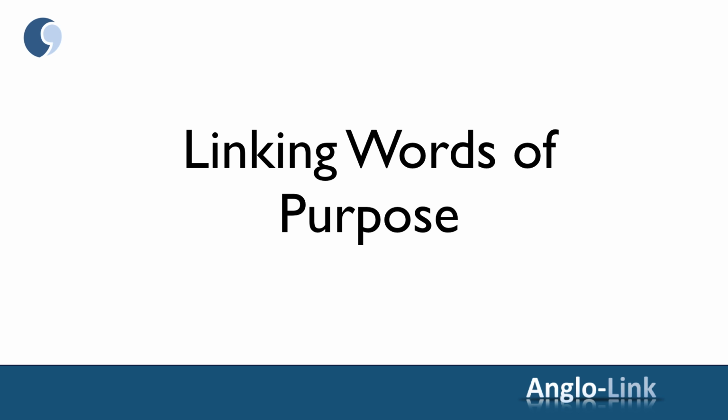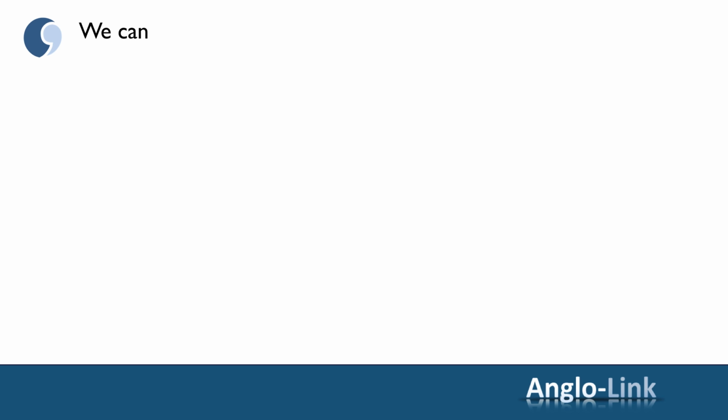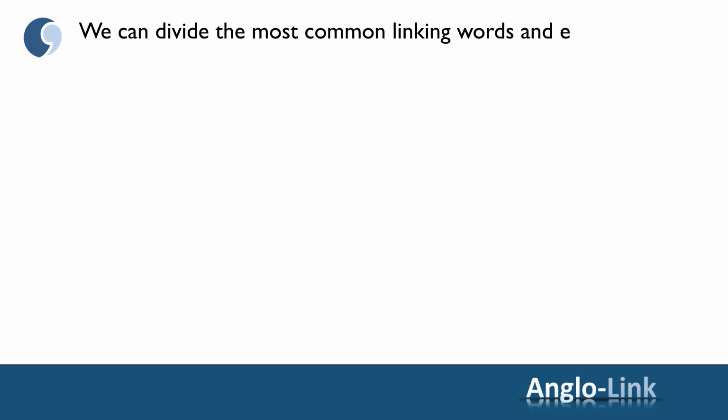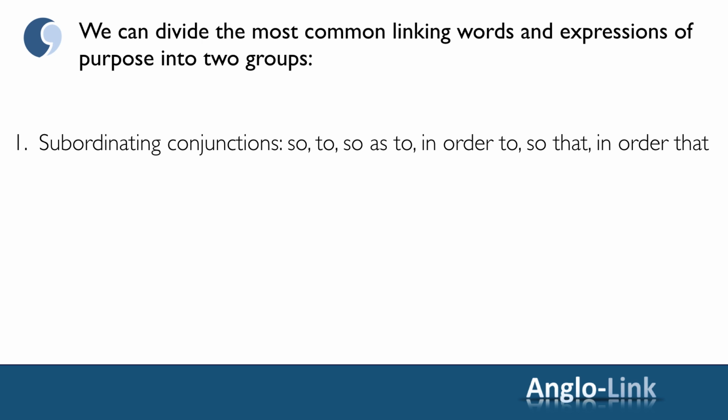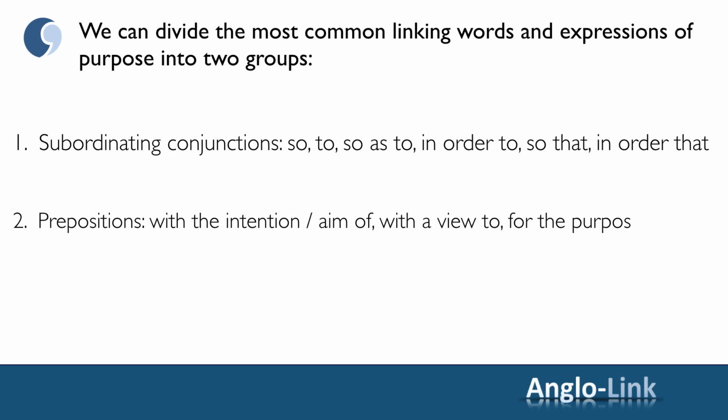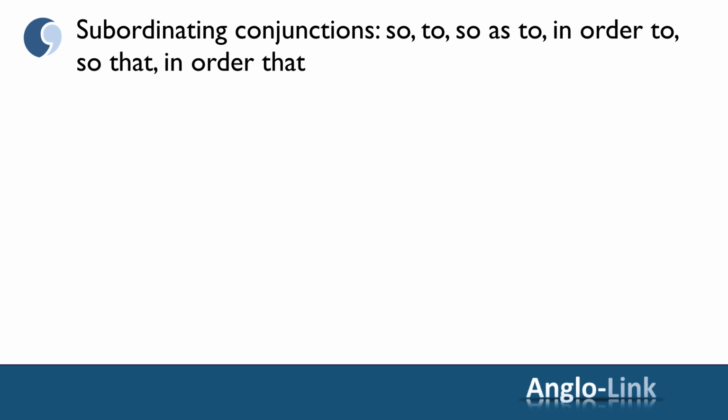Linking words of purpose. We can divide the most common linking words and expressions of purpose into two groups. The first group is the subordinating conjunctions. These are so, to, so as to, in order to, so that, and in order that. The next group is prepositions, which are with the intention or with the aim of, with a view to, for the purpose of. Okay, let's start with subordinating conjunctions.